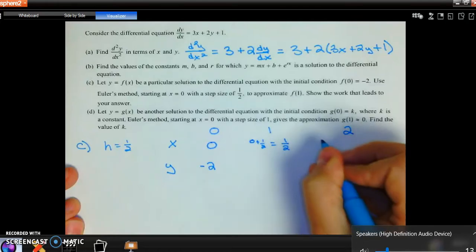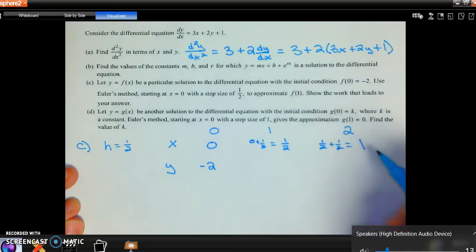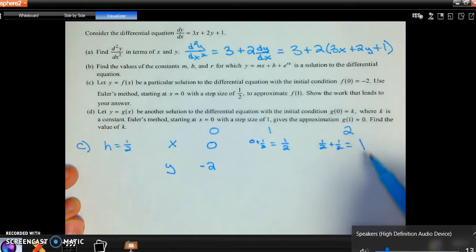And then again, you're using the previous entry. So 1/2 plus 1/2 equals 1. And you want to make sure that this 1 matches what you're trying to get. It says try to approximate f(1). So that last entry in the x row has to match that. So this is a 1 and that's f(1), so that's good news. That's the first step.